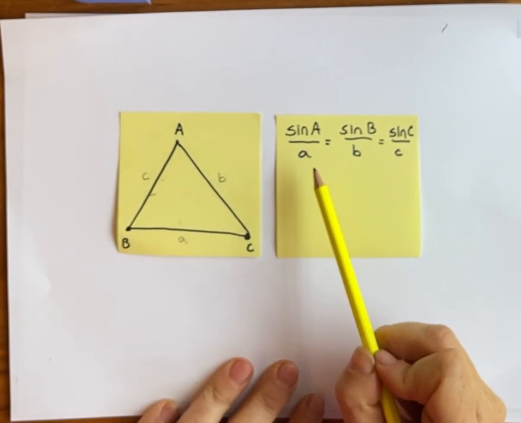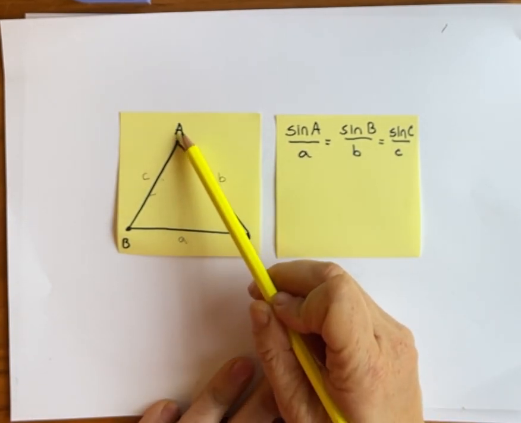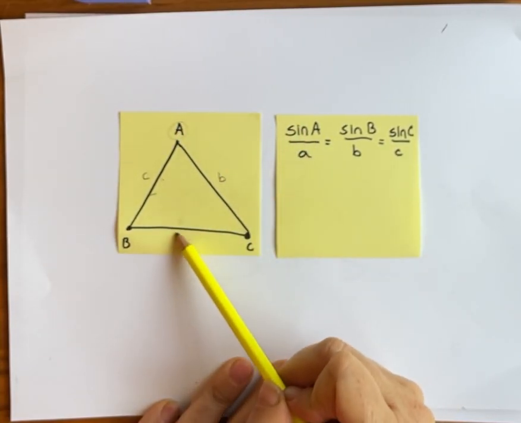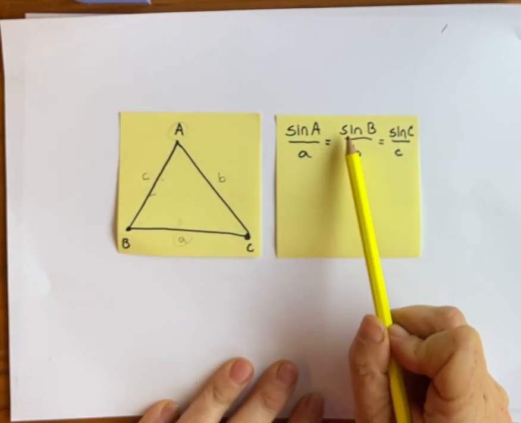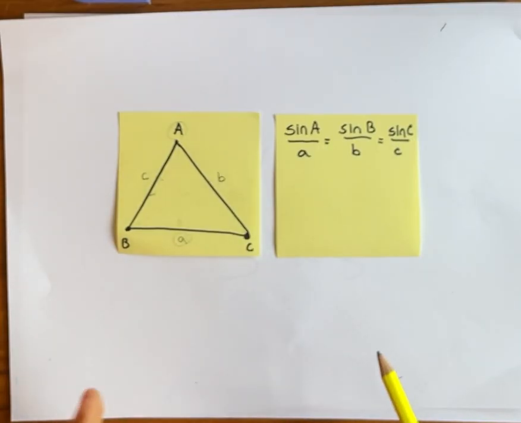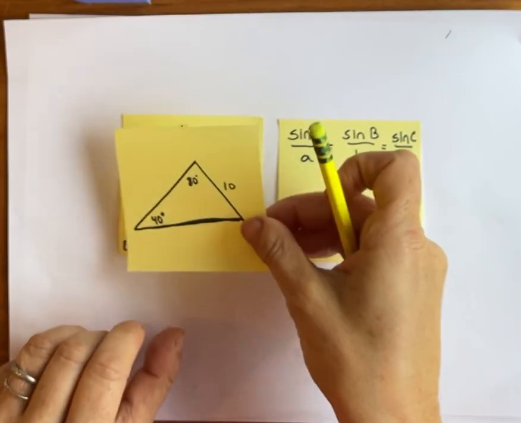And if we do that, we can build three ratios between the sine of the angle and the opposite side. And all of these ratios are equal. So again, we have ratios and we can use ratios to solve triangles. So let's do that right now.